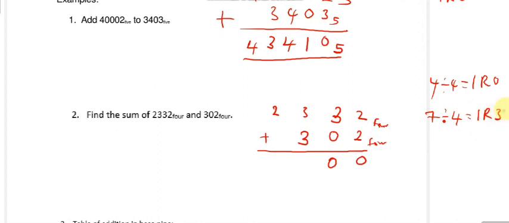So I'm going to write down the remainder again. And I'll carry this one and add it to this. That's 3. So 3 plus 0 is 3. Since it's not up to 4, we'll write 3 here. Base 4.